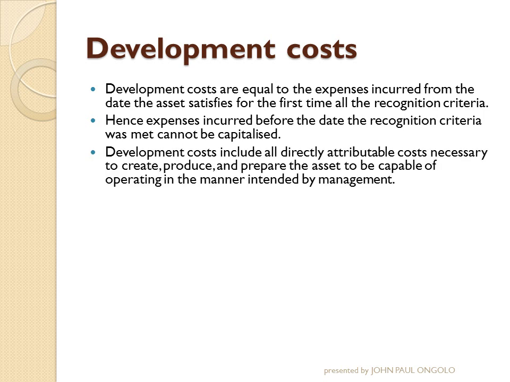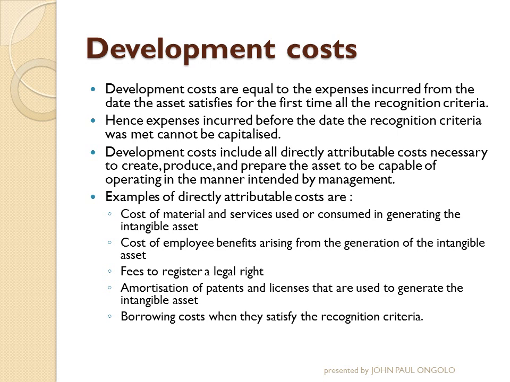So, development costs include all directly attributable costs necessary to create, produce, and prepare the asset. These costs may include things like cost of material and services used or consumed, cost of employee benefits arising from the generation of the intangible asset, fees to register a legal right, borrowing costs when they satisfy the recognition criteria, amortization of patents and licenses that are used to generate the intangible asset. So these are some of the examples of directly attributable costs.